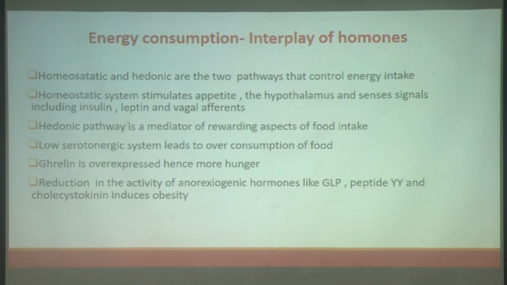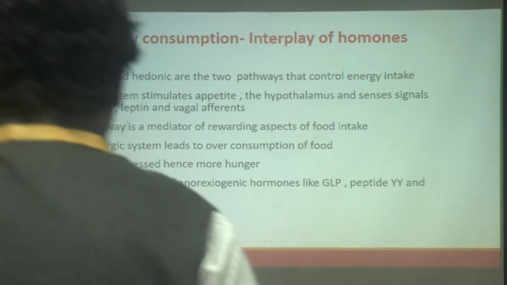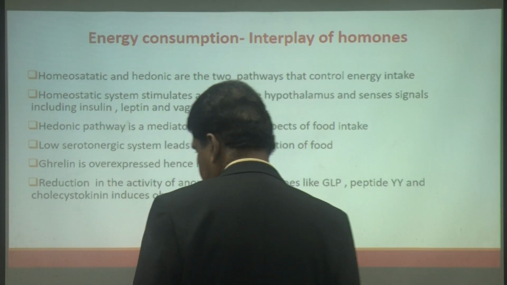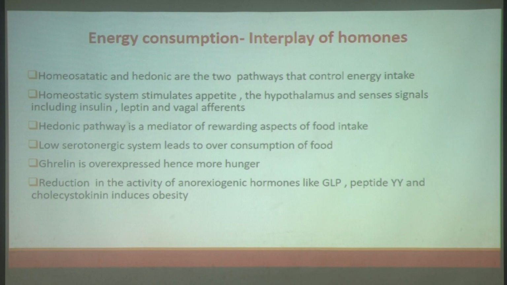Again, it's a big chapter by itself. There are 2 pathways, the homeostatic and the hedonic, which can control the energy intake. Of course, the homeostatic system stimulates the appetite, and it can also stimulate the hypothalamus and send signals to secrete insulin and leptin, and the vagal afferent also gets excited. Whereas the hedonic pathway is a mediator of the rewarding aspects of food intake. These 2 things are very complex, but a little bit we need to know what actually it is.